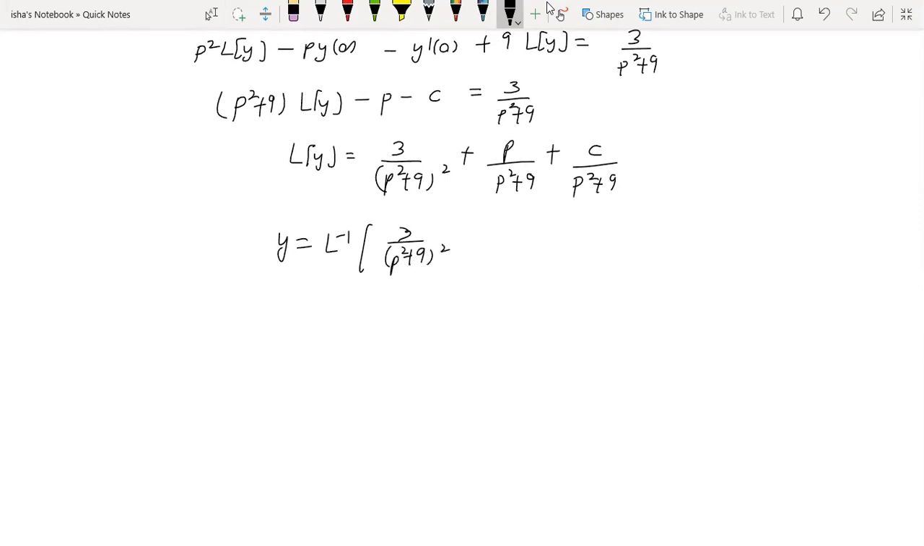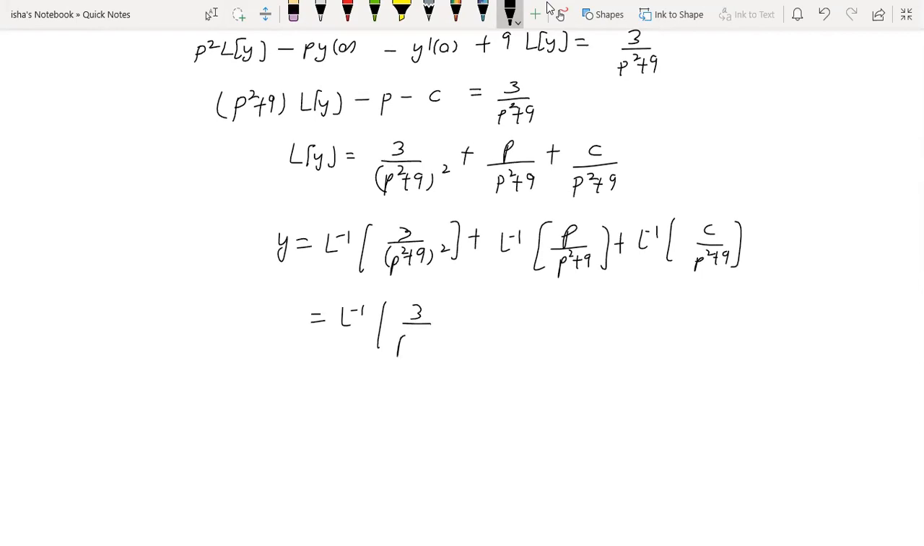So y is going to be the Laplace inverse of this, plus the Laplace inverse of this. In the first case, I can write this as a product of two functions, because now I have the option: I can do it with the method of partial fractions or with convolution. I'll be doing it with convolution. So I have written it as a product of f(p) into g(p) types: 3 over p square plus 9 into 1 over p square plus 9.